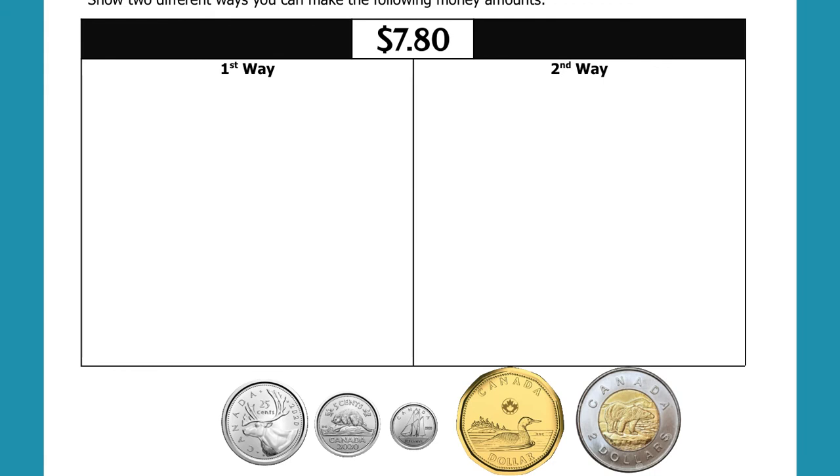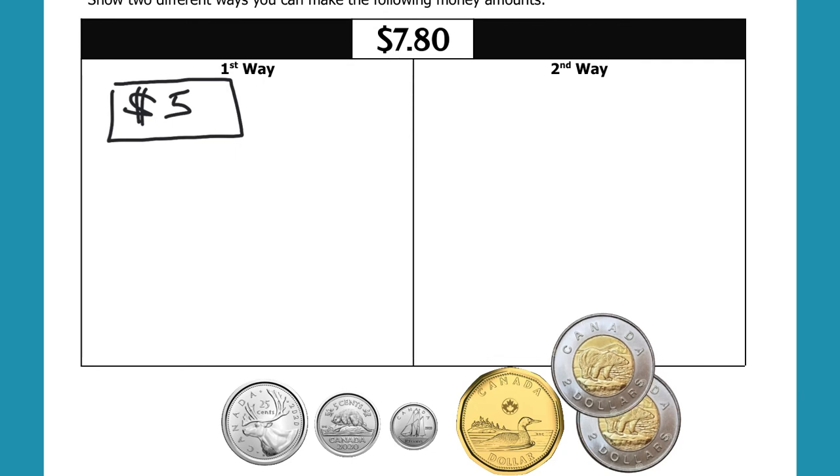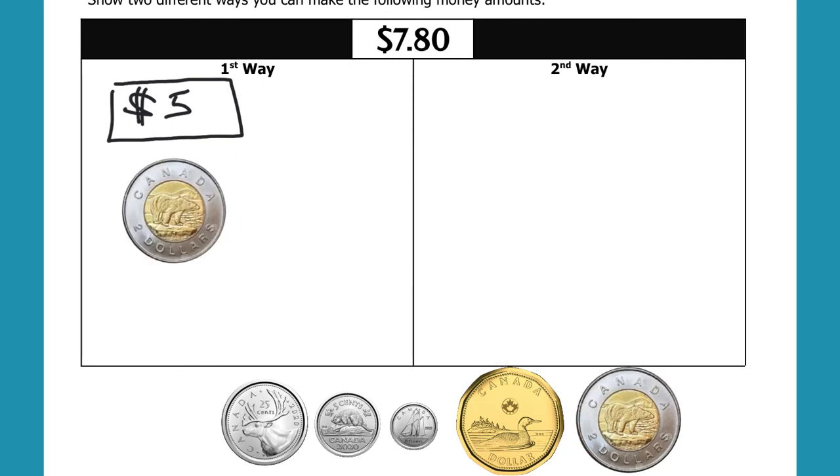Okay, so moving on to our third example here, we've got a larger number. So that's $7.80. So there's a couple different ways. One way, actually, I didn't put any bills here, but we could, I'm just going to draw one, use a $5 bill. And then you use a toonie.